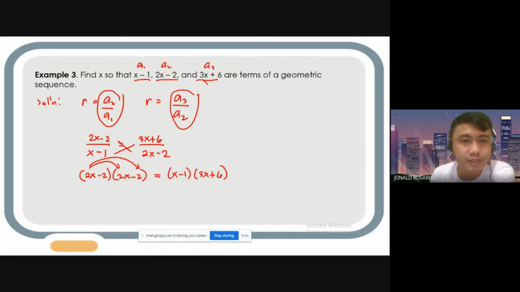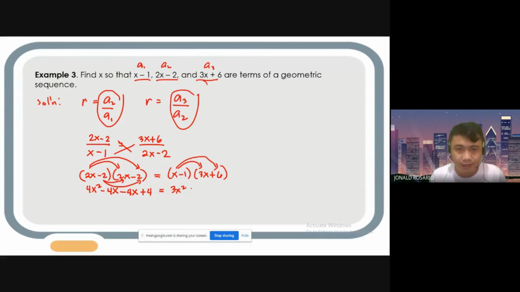So 2x times 2x is equal to 4x squared. 2x times negative 2 is negative 4x. Negative 2 times 2x is negative 4x. Negative 2 times negative 2 is positive 4. At yung next naman, x times 3x, that is 3x squared. x times 6 is 6x. Negative 1 times 3x is negative 3x. And negative 1 times 6 is negative 6.